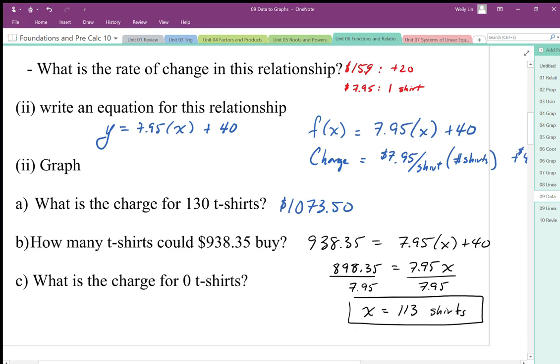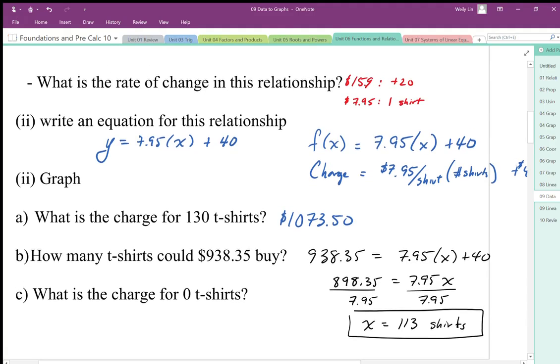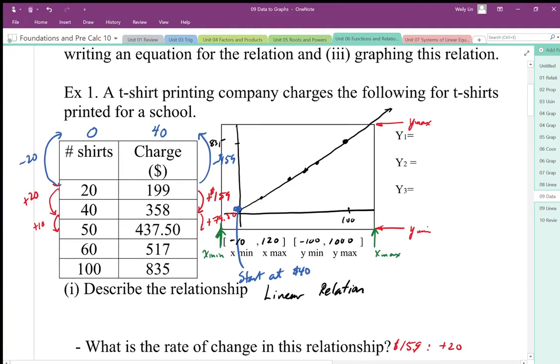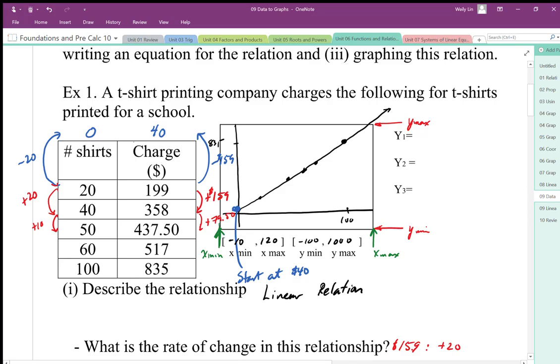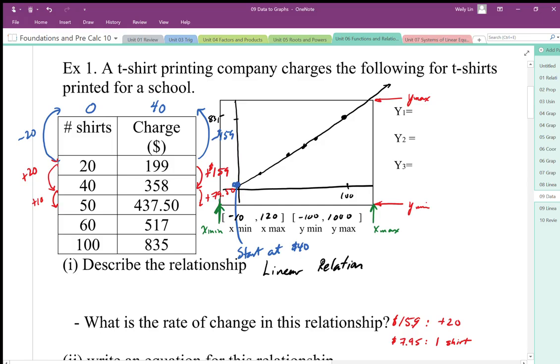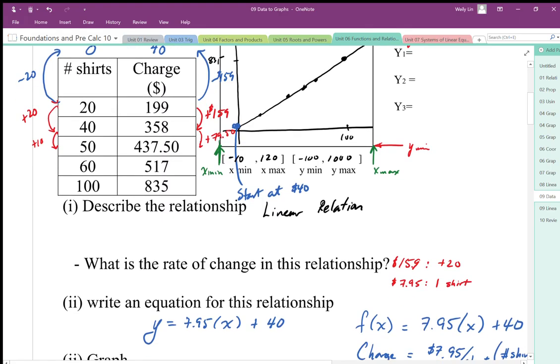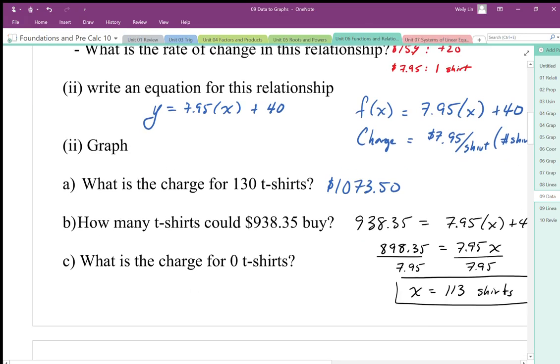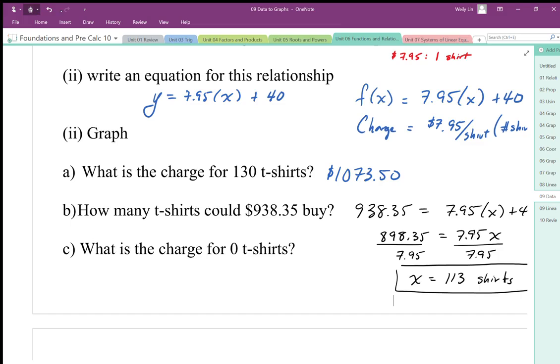And then lastly, what's the charge for 0 shirts? If I have 0 shirts, we've kind of figured that out because that was an important point to have. With 0 shirts, I figured out by using that ratio of change and going backwards on the table that I started off with 0 shirts and $40. So the charge for 0 shirts then must be $40.